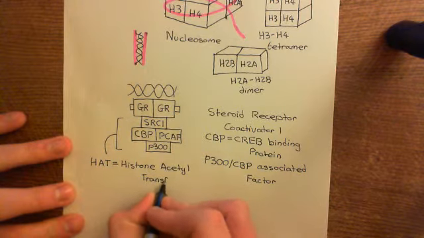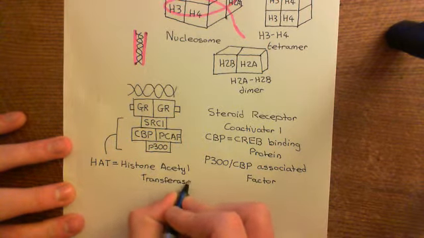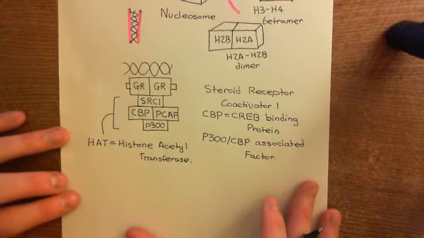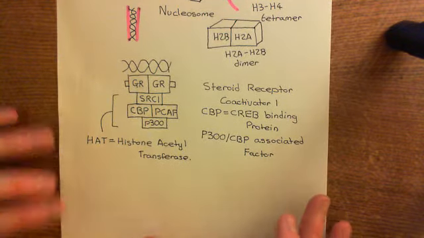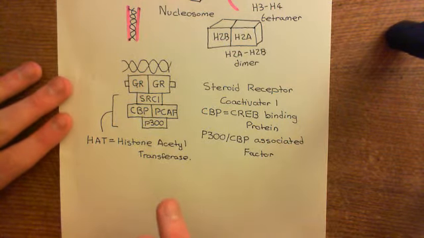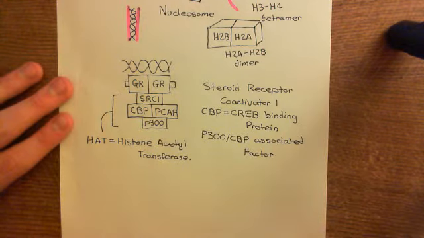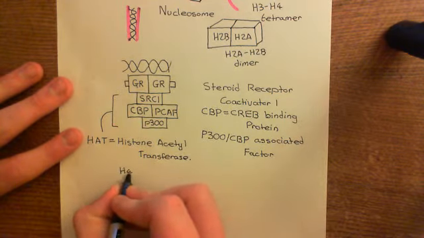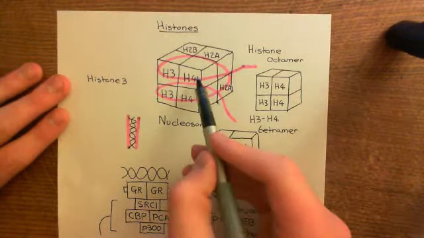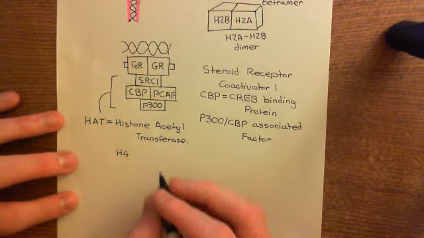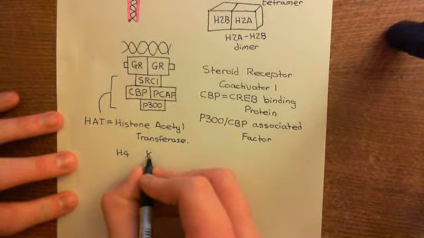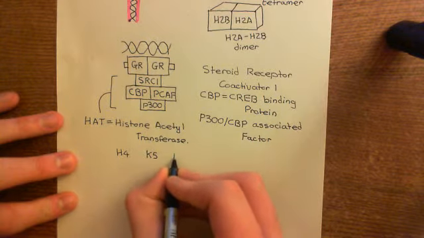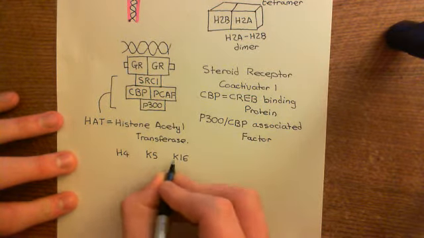Okay, so what is a histone acetyltransferase? Well, basically it is an enzyme which is going to add acetyl groups onto histone proteins, and this specific histone acetyltransferase is going to specifically add acetyl groups onto lysine residues in histone 4. Remember, when we looked at the histone octamer, two of the histones in the octamer were histone 4 proteins. So onto histone 4, we are going to stick acetyl groups onto lysine at position 5 and lysine at position 16. These are going to be our targets.